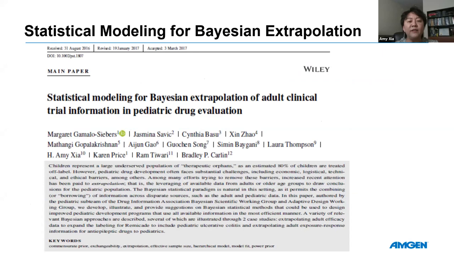So Dan mentioned the DIA Bayesian Scientific Working Group in his introduction. There's a sub-team within that working group that has been focusing on use of the Bayesian methods for pediatric drug development. We published a paper in Pharmaceutical Statistics in 2017, and Mac Gamello from Lilly is the leading author. In this paper, the various Bayesian methods that I mentioned in the previous slide were discussed in detail if you're interested. Also, there's an ASA BioPharm Pediatric Working Group. Currently, it's very active, and Mark Rossman and James Travers from FDA are leading this effort.